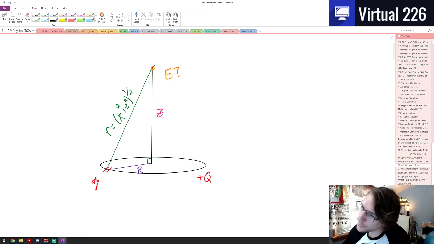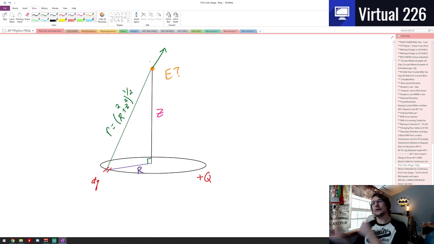Little dq here is making an electric field that points this way. And if we think about this all the way around the circle, the other side of the circle is going to have an electric field pointing in a similar manner, but like this. We're going to see pretty quickly that the left and right components cancel one another out. In the end, all we're going to have are components pointing upward.